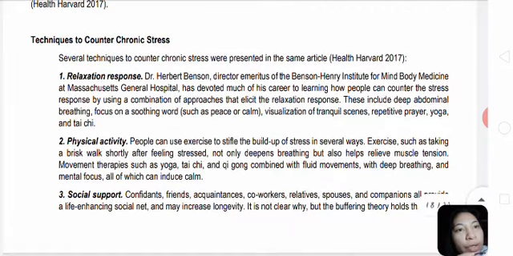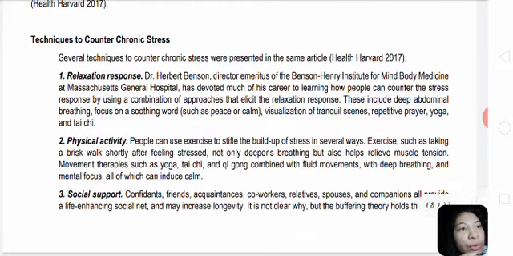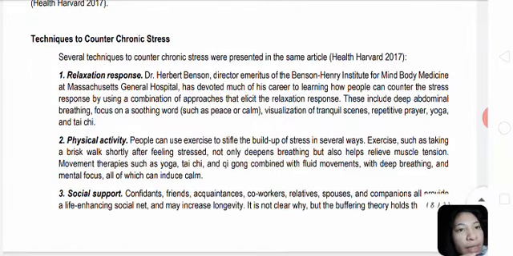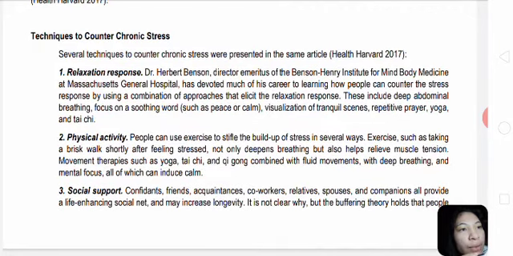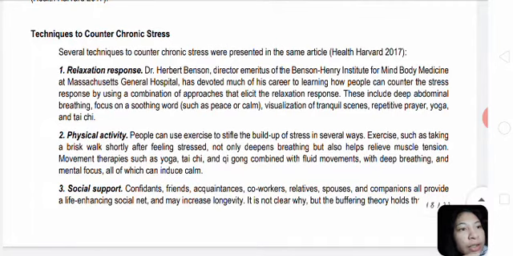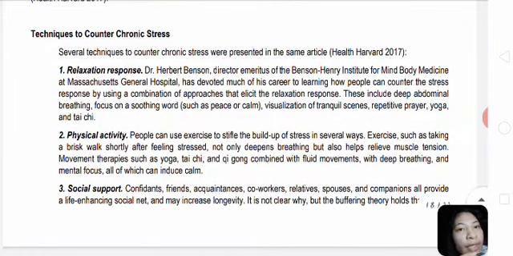Relaxation response. Dr. Herbert Benson, Director Emeritus of the Benson Henry Institute for Mind-Body Medicine at Massachusetts General Hospital, has devoted much of his career to learning how people can counter the stress response by using a combination of approaches that elicit the relaxation response. They include deep abdominal breathing, focus on a soothing word such as peace or calm, visualization of tranquil scenes, repetitive prayer, yoga, and tai chi.